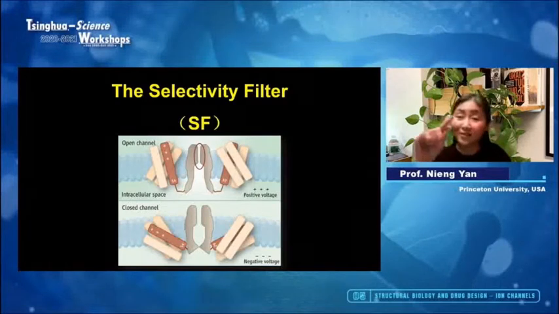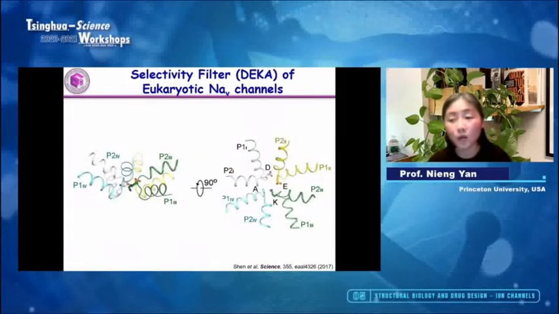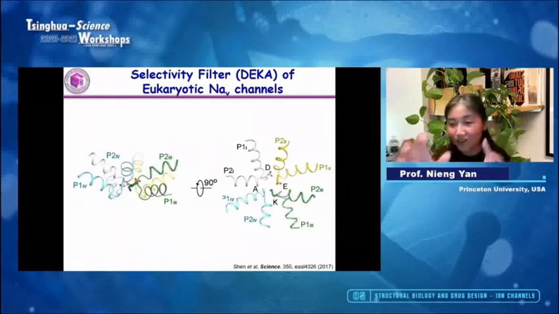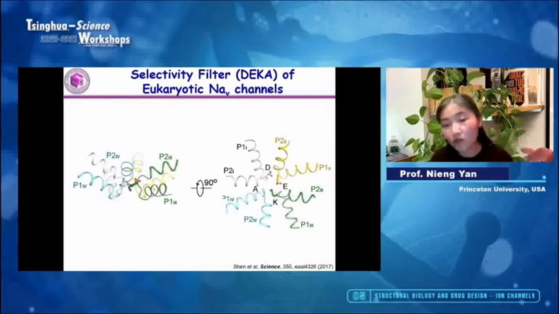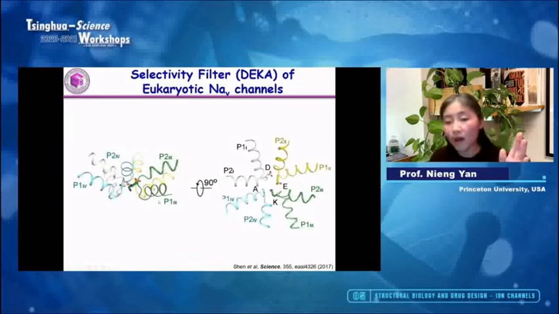Remember the first question, about the selectivity filter. Sodium channels contain four distinct amino acids, D, E, K, A, to determine the sodium selectivity. So prior to structure determination, we were thinking probably this lysine would alternatively interact with D or E, to achieve some sort of alternating access in the selectivity filter vestibule. However, to our surprise, after we solved all the structures, this lysine is extremely stable. That means it does not move at all.